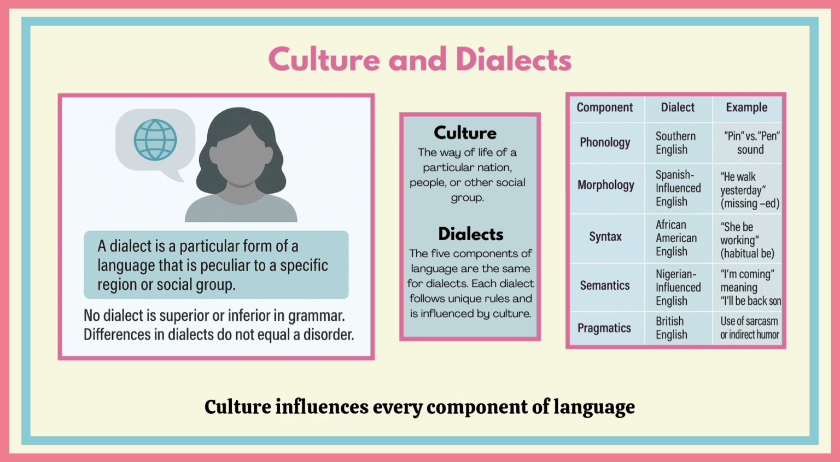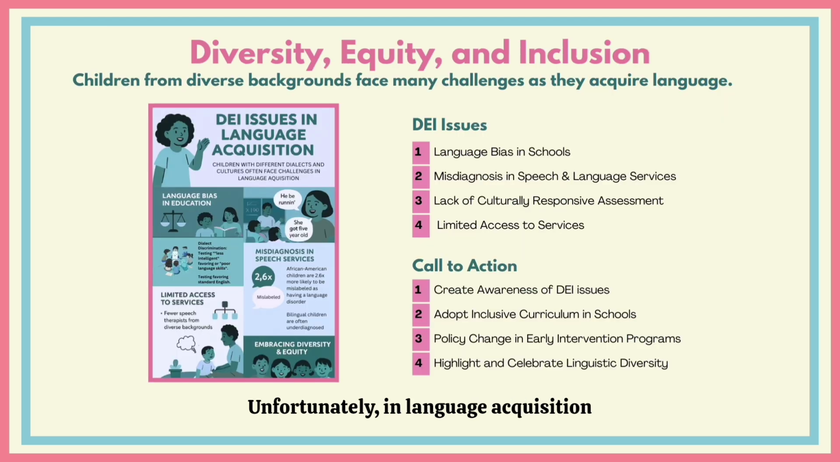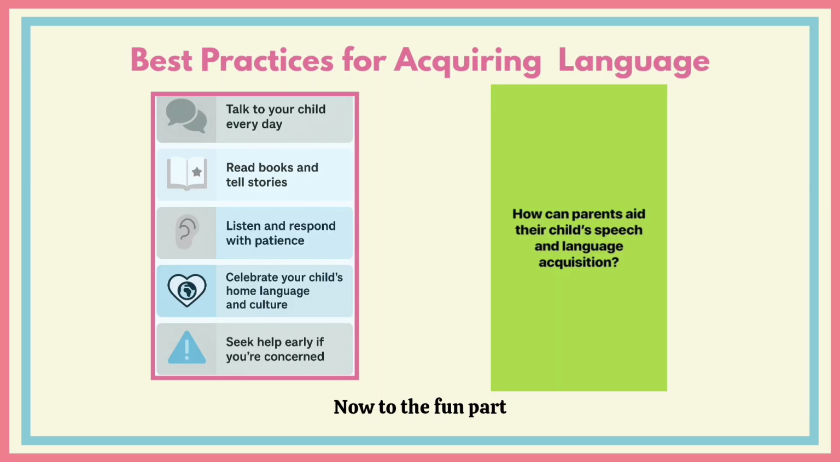Culture influences every component of language: phonology, morphology, syntax, semantics, and pragmatics, from sounds to grammar to how we use language socially. Unfortunately, in language acquisition, there are issues regarding diversity, equity, and inclusion. We see language biases, misdiagnoses, and limited access to services. We must be careful not to mislabel kids, and remember that every child deserves access to support, no matter their background or language.